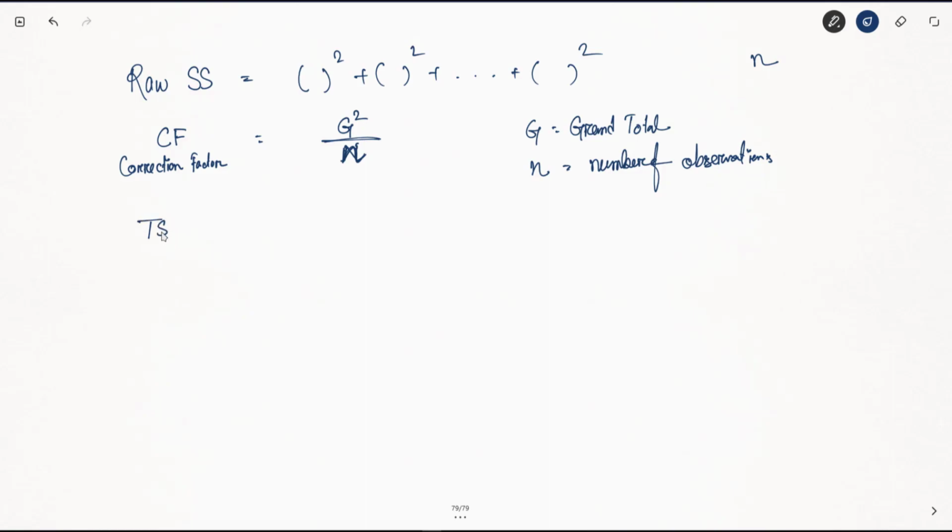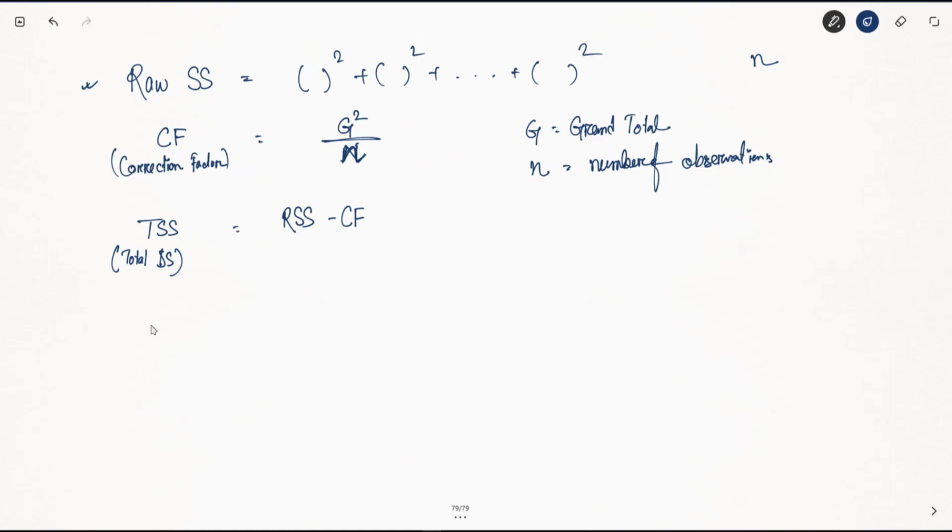Then we will calculate the total sum of squares, total SS, which is equal to the raw sum of squares minus the correction factor. So if you subtract the correction factor from the raw sum of squares, you get the total sum of squares.